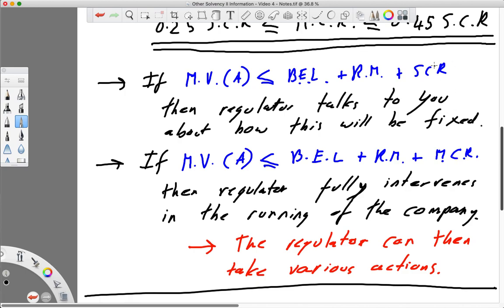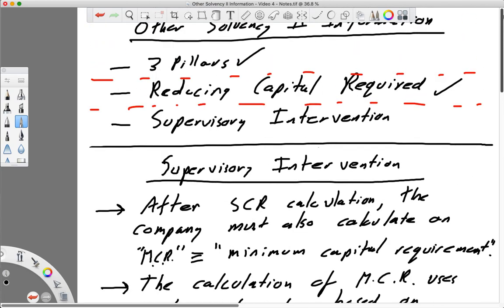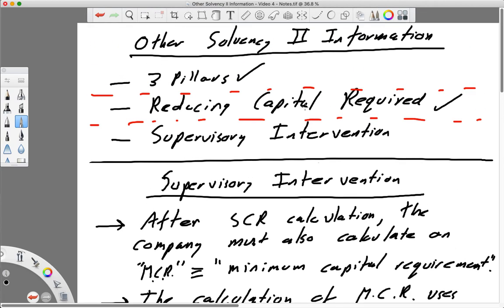So both of these figures are particularly important, the SCR and the MCR. And these two things, if your assets fall low enough, can trigger different levels at which the regulator is interacting with you or dealing with you. So both of these are important. Okay, good. So that brings us to the end of this section. So that's supervisory intervention covered. So we've done the three pillars. Those are the three main components or areas of Solvency II regulation.